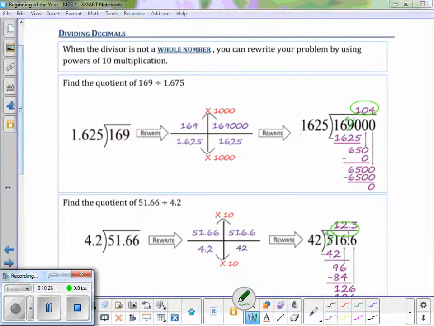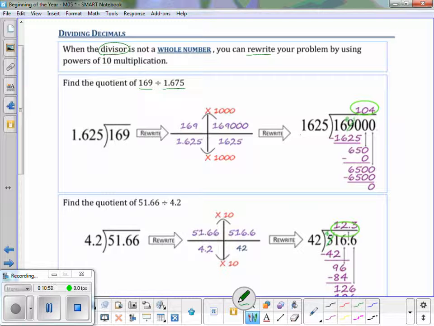So we're going to talk about situations when the divisor, we're now on that 4th page, is not a whole number. So that means it's in between numbers. And what we can do is rewrite our problem using powers of 10 with multiplication. So notice that we have this problem, 169 divided by 1 and 675 thousandths.